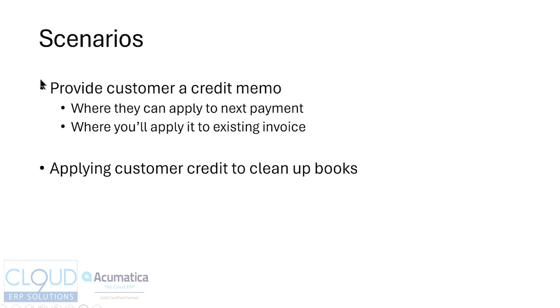So there's two basic scenarios. One is where we provide the customer an actual credit memo. With it, we email it out, there's a credit memo number, and the customer knows about what we're doing.